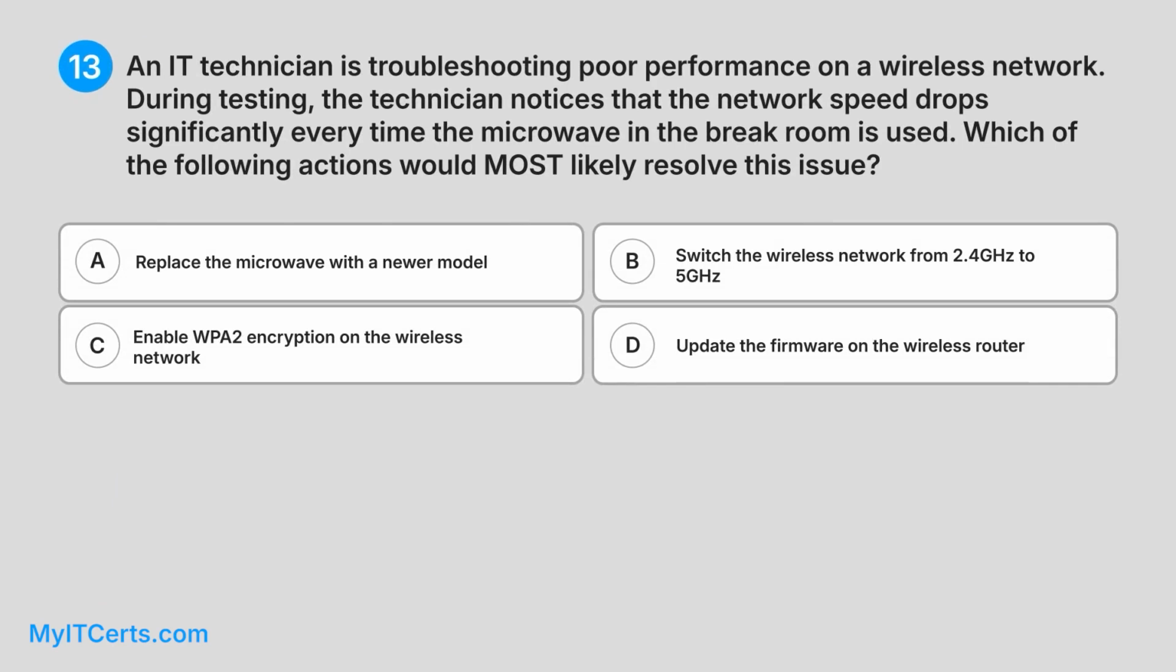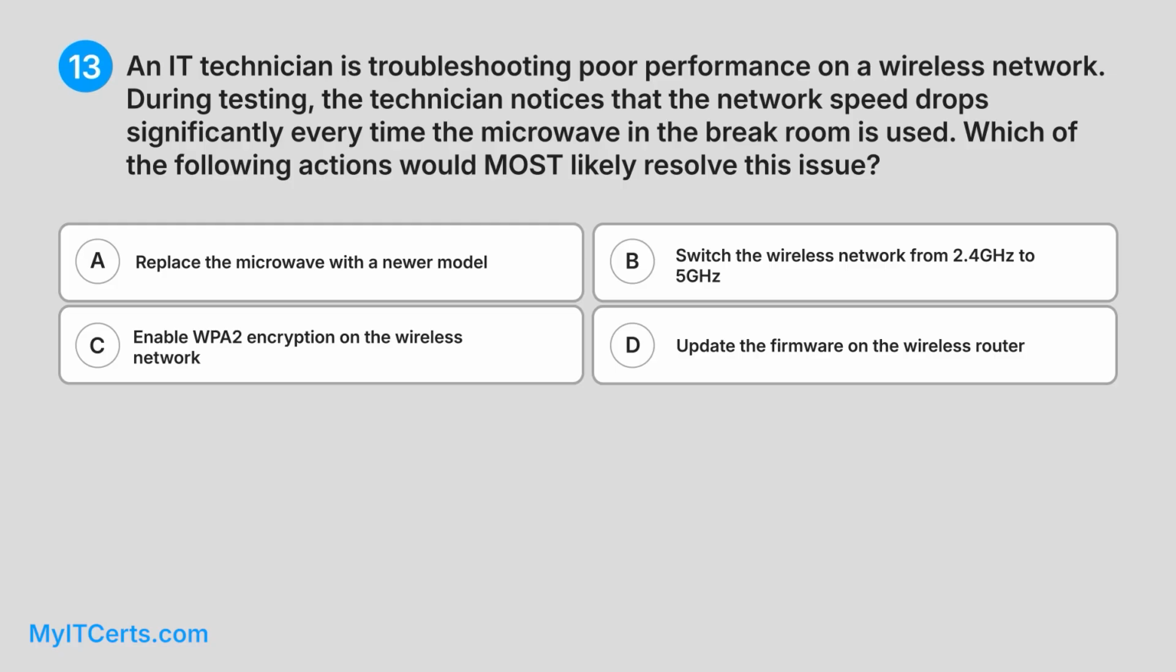13. An IT technician is troubleshooting poor performance on a wireless network. During testing, the technician notices that the network speed drops significantly every time the microwave in the break room is used. Which of the following actions would most likely resolve this issue?